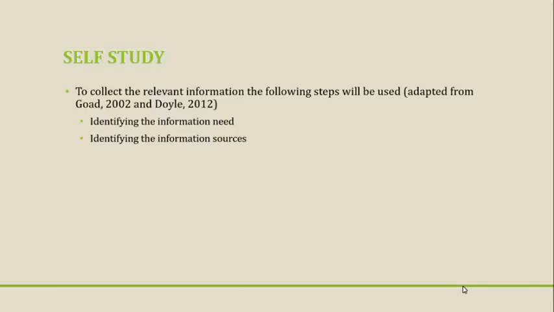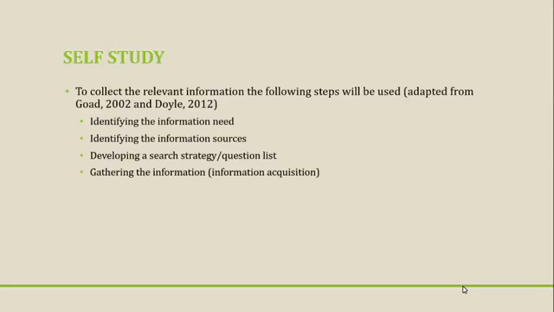Identifying the information sources and search strategies, which we will do in lesson 2, gathering the information, which we will do in lessons 3 and 4, and evaluating and applying the information, again, which we will do in lessons 3 and 4. So the rest of these lessons will be loosely based around these common steps. The first step, which involves identifying the information need, will be done in this lesson.